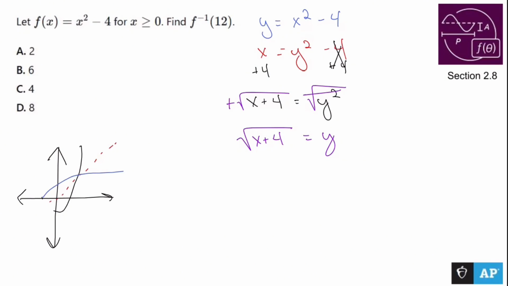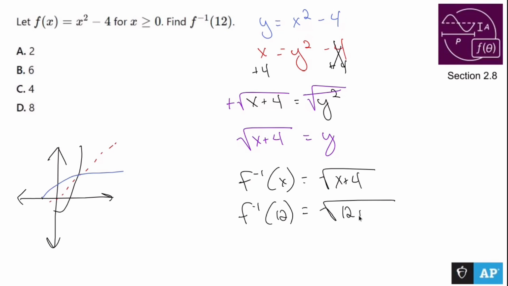Now that I have y all by itself, I can turn it back into its original form and call it the inverse. So the f inverse of x is going to equal the positive only square root of x plus 4. Now what I care about is the f inverse of 12. So I'm going to do the square root of 12 plus 4, which is the square root of 16, which is 4.